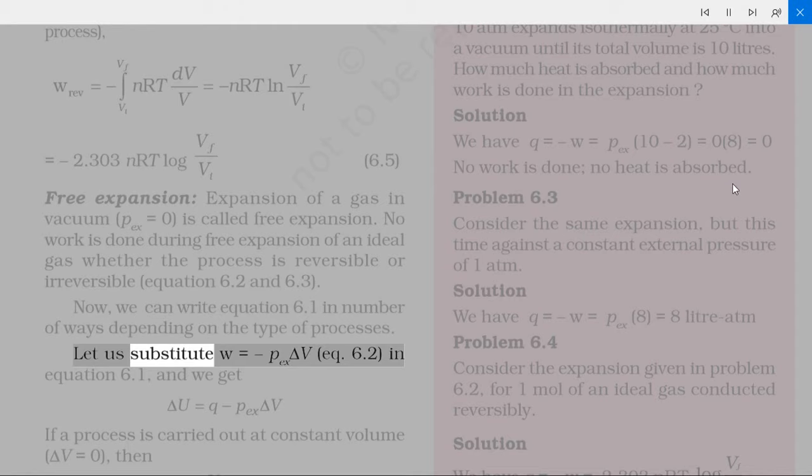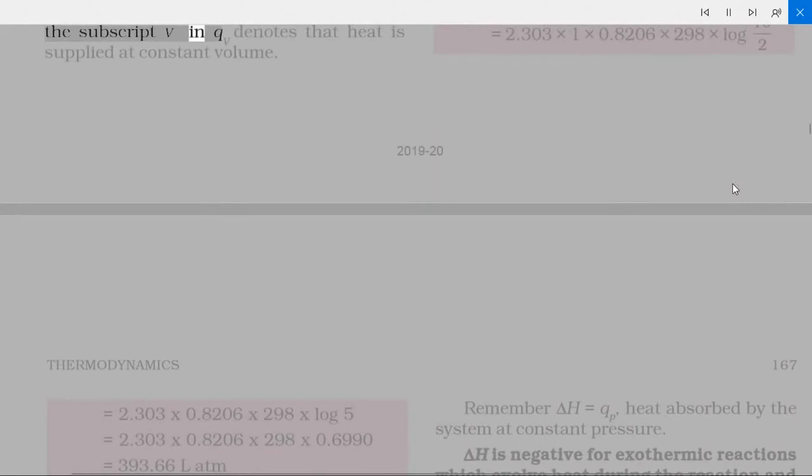Now, we can write equation 6.1 in a number of ways depending on the type of process. Let us substitute w = -p_ex ΔV, equation 6.2, in equation 6.1, and we get ΔU = q - p_ex ΔV. If a process is carried out at constant volume, ΔV = 0, then ΔU = q_V. The subscript V in q_V denotes that heat is supplied at constant volume.